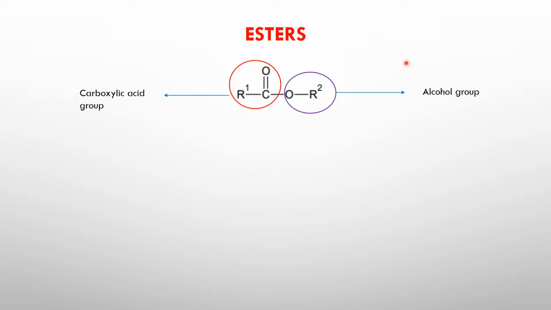So how do you know which part is coming from the alcohol and which part is coming from the acid? Now the alcohol is going to have the name ending with yl. So this is the alcohol part. Two carbon atoms are in the alcohol. Therefore the name will be ethyl. The alcohol will be ethanol.